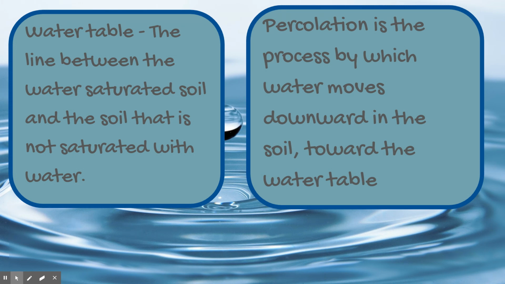All right, so we have water table and percolation that we're going to talk about here really quick. There's a picture of a water table on your guided notes. You're going to want to know how to label that water table line. This is the line between the water-saturated soil and the soil that is not saturated with water. And percolation, if you think of something percolating, I think of it like trickling down. Percolation is a process where water will move down through the soil towards the water table.